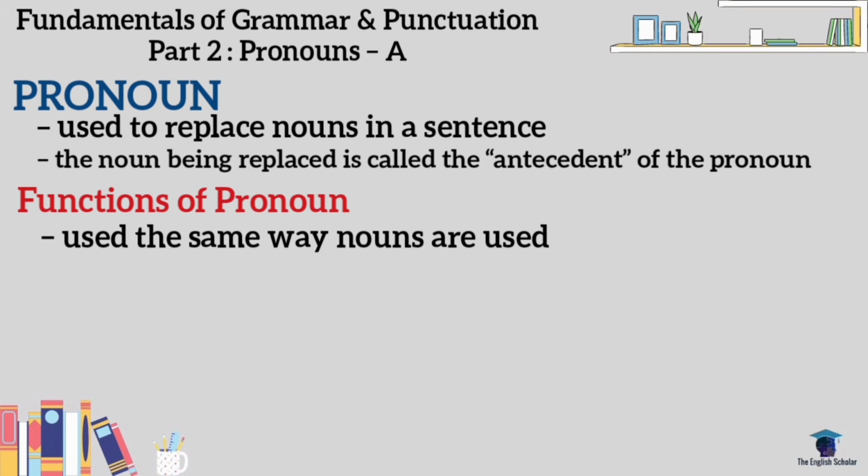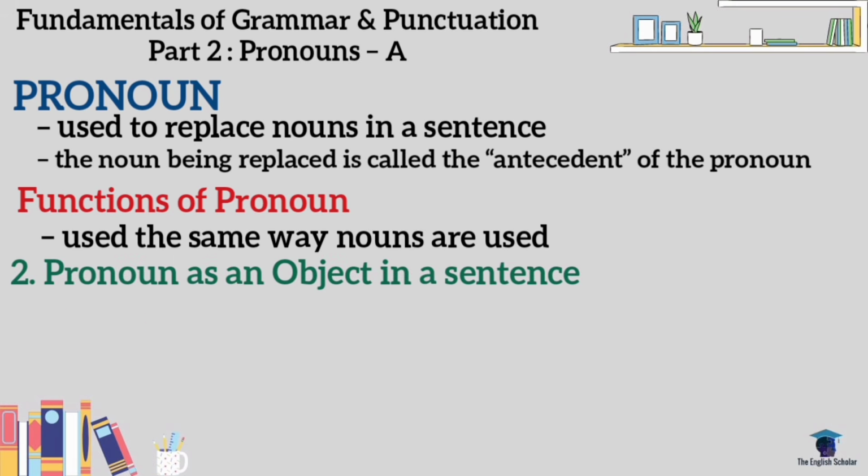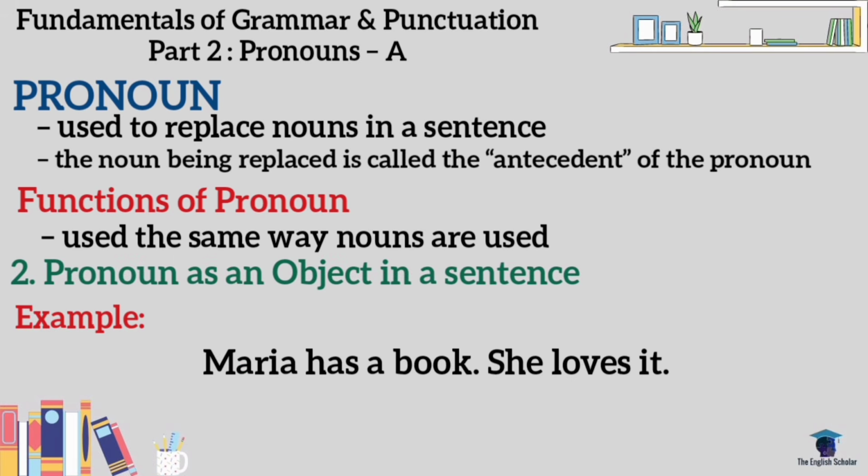Next, pronoun as an object in a sentence. For example, Maria has a book. She loves it. In the sentence, she loves it, though we know that both she and it are pronouns, we still know that it is the object. To be specific, our direct object because it is the one being acted upon. She is used as a substitute to Maria, and it is the substitute to the noun book, our direct object.